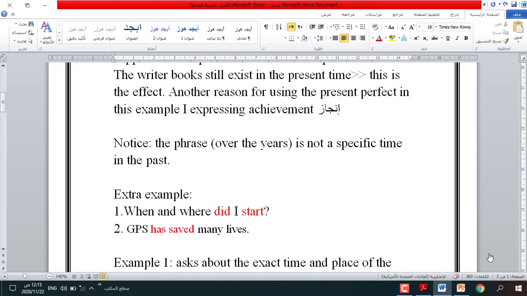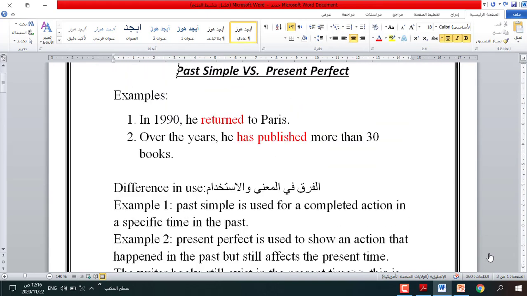There is a notice which is important here, that the phrase over the years is not a specific time in the past, not like the first example, in 1990.